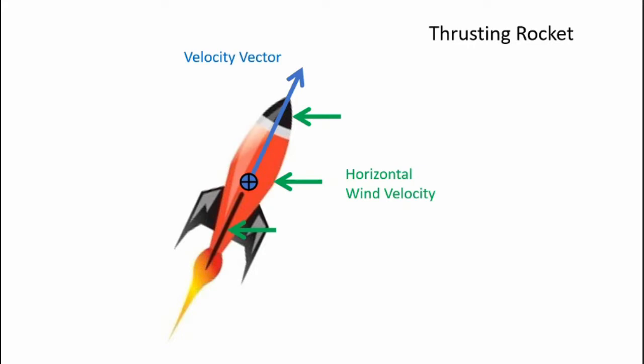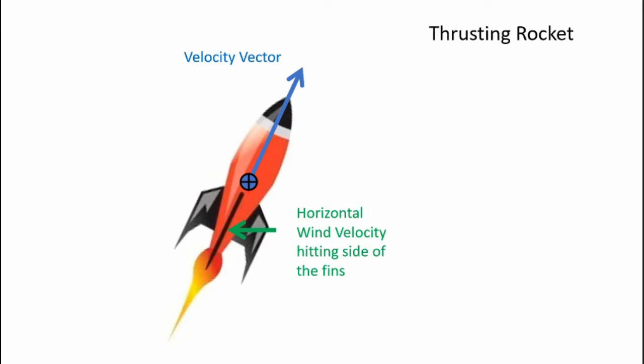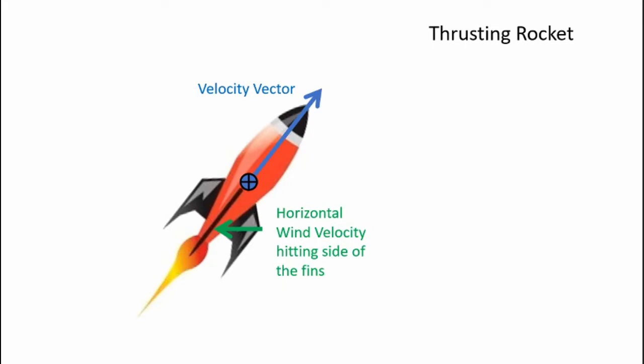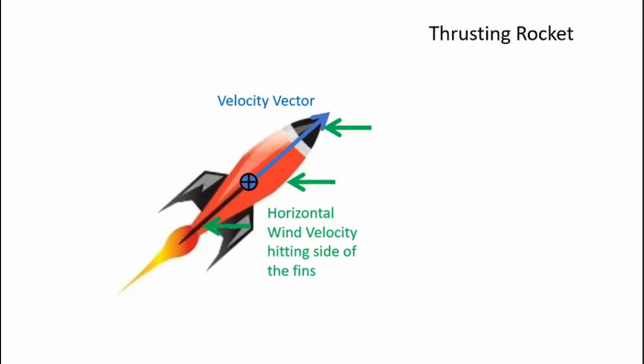Now, let's take a look at just the airflow hitting the fins. And this airflow causes a moment about the center of gravity, which causes the rocket to pitch. As the rocket pitches more and more into the wind, the wind velocity reduces the velocity vector even further. You'll see that depicted in a slightly smaller arrow.